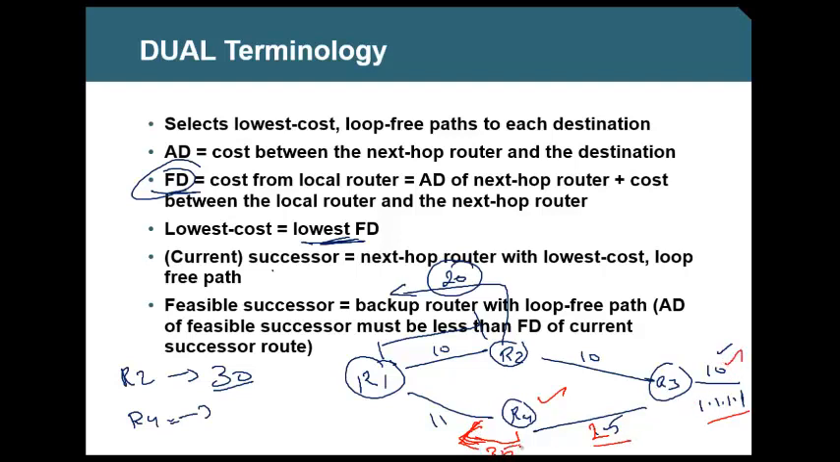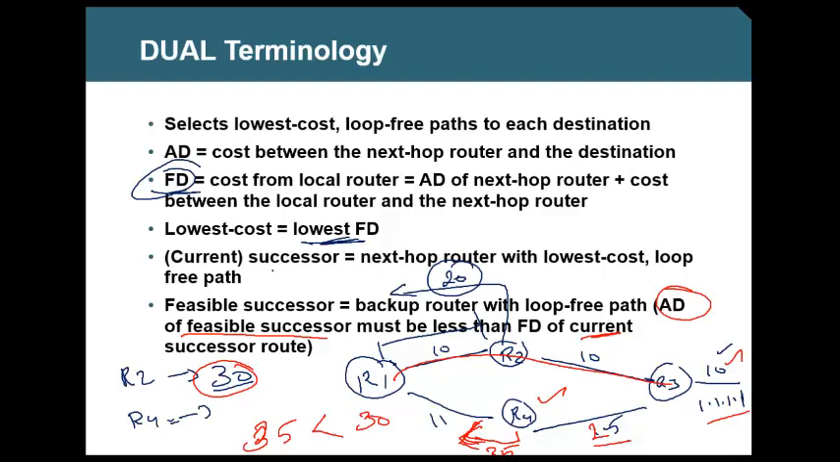Now, is this advertised distance that of the feasible successor? AD means advertised distance of the feasible successor. What does feasible successor mean? Backup path. Is this 35 less than the current successor value? This is the successor route. The current successor value is 30. Is 35 less than 30? No. It didn't satisfy the feasibility condition.